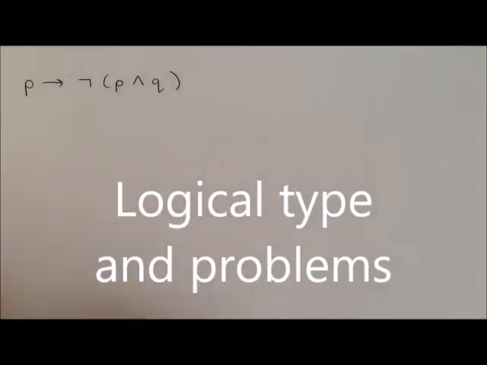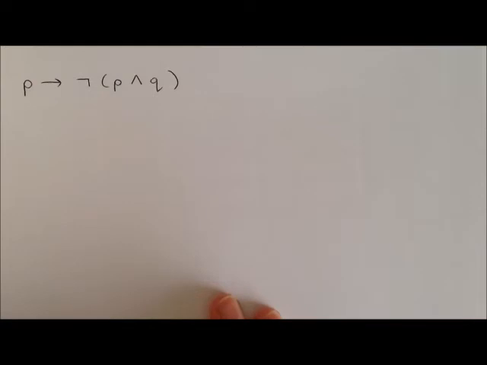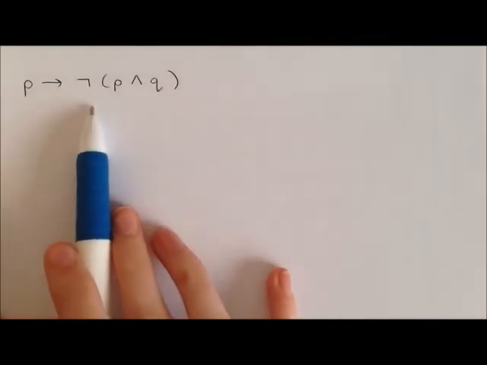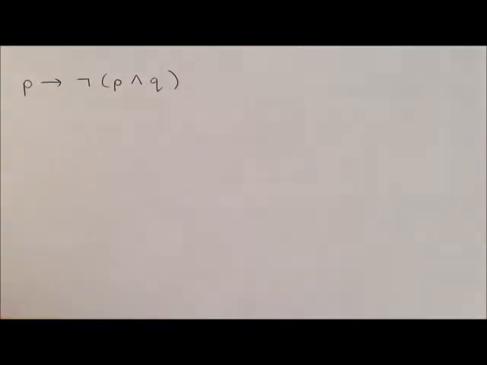Hi guys, so today we're working on truth tables. These can be found in sort of discrete mathematics or logic type problems. So we have our first example here: if P, then the negation of (P and Q).